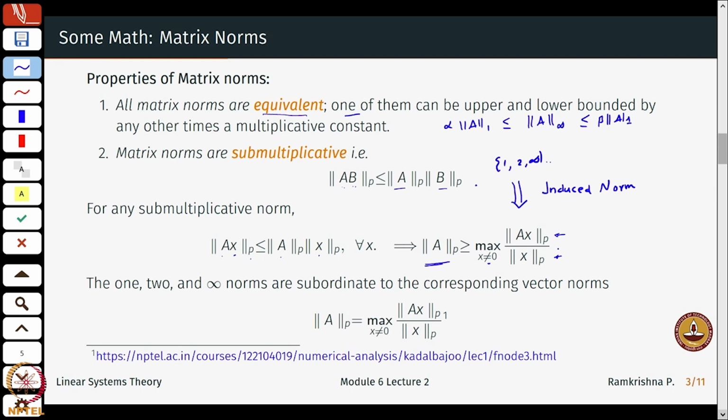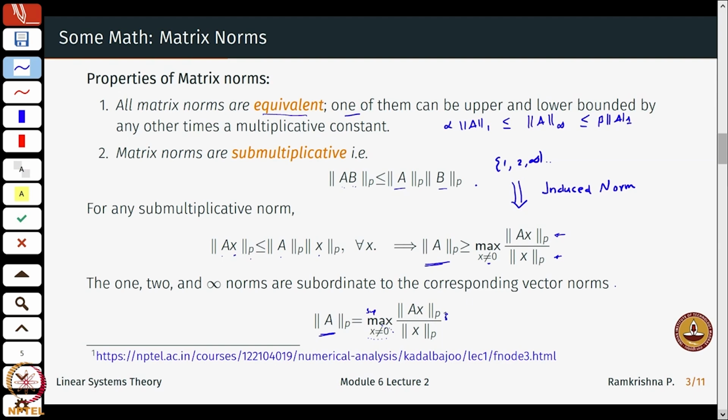A slight little definition here, or a property, would be that these 1, 2 and infinity norms are subordinate to the corresponding vector norms. What does this mean? That we have the norm of A in P is actually equal to the maximum, also referred to as the supremum, over all the x. So, I just check for all the x and find the supremum of this ratio, the norm of Ax in P over the norm of x in P. Okay, this is a little typo here.